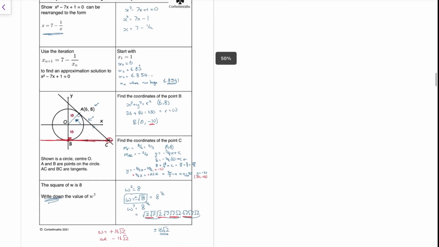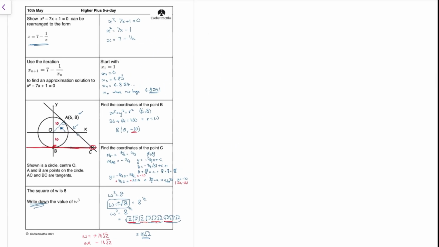Sort of a slightly messy end to the day today, wasn't it? Started off okay with iteration. That circle question, actually, I really like that circle question. I do like circle questions generally. That one, as you can see, made me think for a second, but got there in the end. And that final question, I'm trying to think if there's an easy way of explaining that, but in a non-calculator paper, that's how I would think about it. I just think about it as combining root 2s.